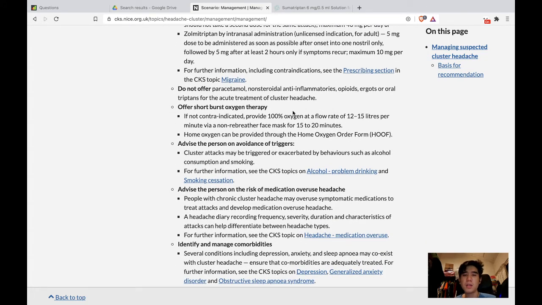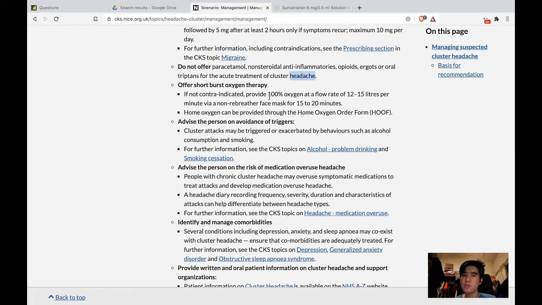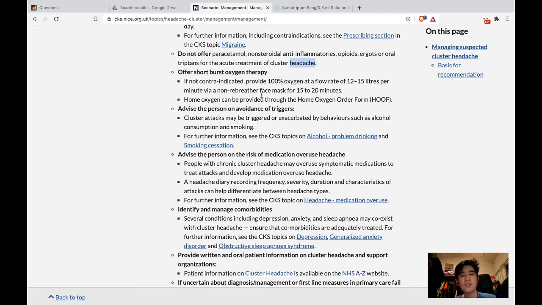Do not offer paracetamol, non-steroidal anti-inflammatories, opioids, ergots, or oral triptans for the acute treatment of cluster headache. I'm assuming that these medications will not work for cluster headache, so if you offer them, the patient will lose confidence in you because this headache is really severe, and he'll suffer more. So we should go for the most effective one, which is either short burst oxygen therapy or triptans, intranasal or subcutaneous triptans.